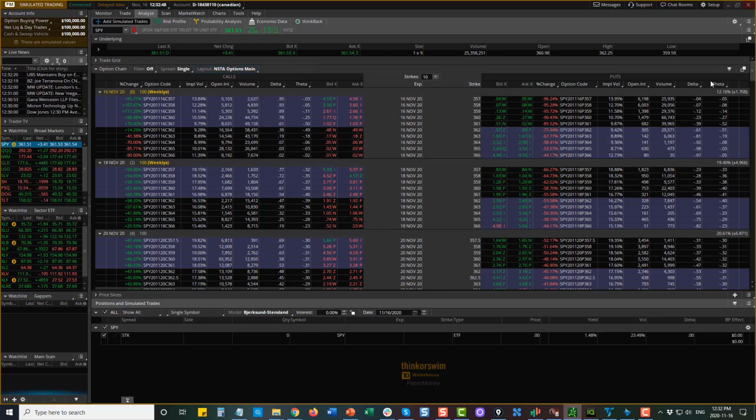There it is. Theta. Okay. So now, if we take a look at this environment here, I've got my strike price, my expiration. If I'm looking at calls, I've got my percentage change. You could add percentage change as well in the option contract if you wanted to. You could add the options code, the implied volatility, open interest, volume, delta, theta, bid and the ask.